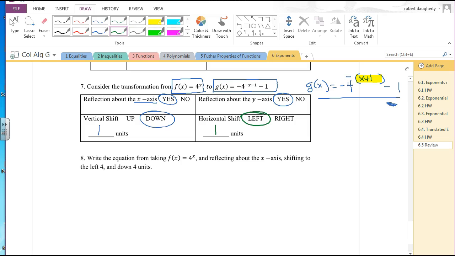So that's a transformation. The key there is when you see that 4 to the negative x minus 1, you want to write that like you see here, negative of parentheses x plus 1. Okay, that way you make sure you get that transformation horizontally correct.